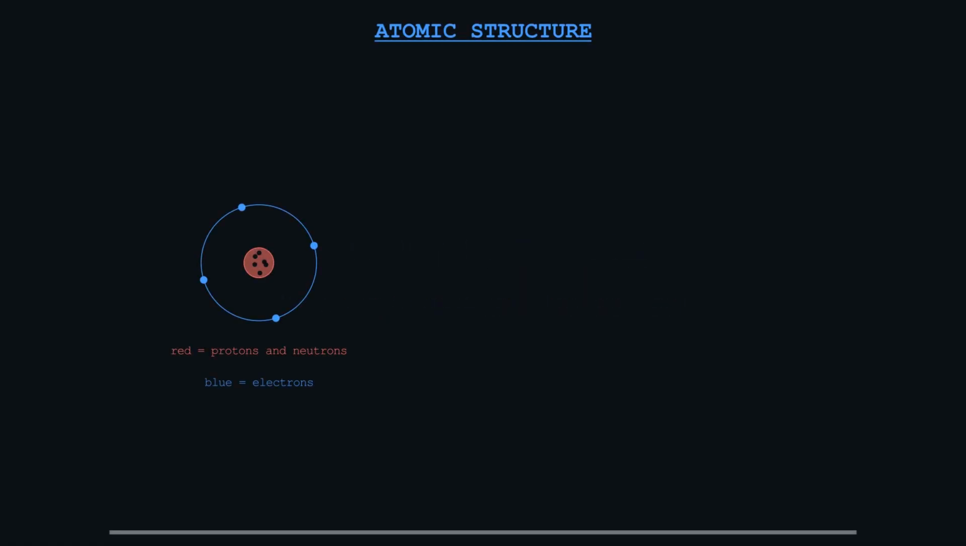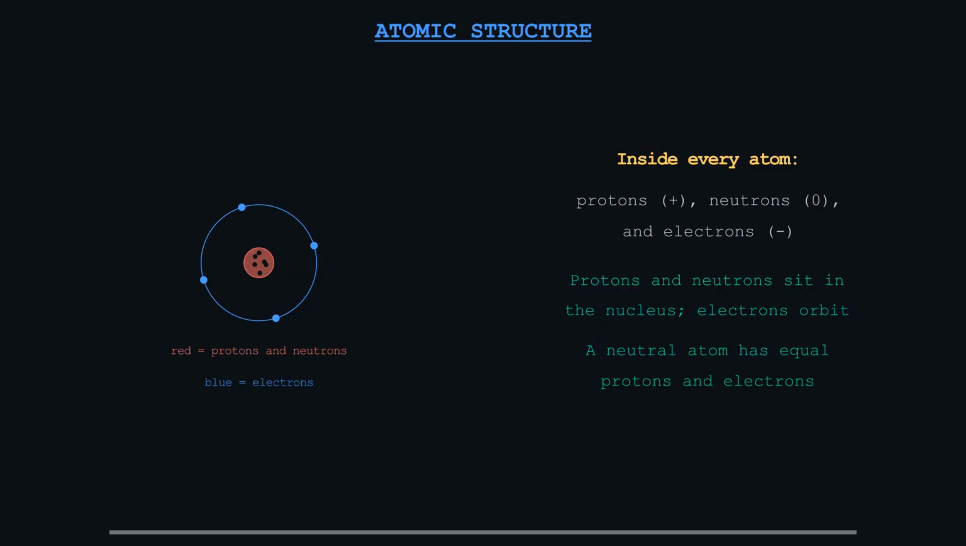Every atom is built from three particles. Protons carry a positive charge and neutrons carry no charge at all, and both sit together in the nucleus at the center. Electrons carry a negative charge and orbit around the nucleus. In a neutral atom, the number of protons equals the number of electrons, so their charges cancel out.